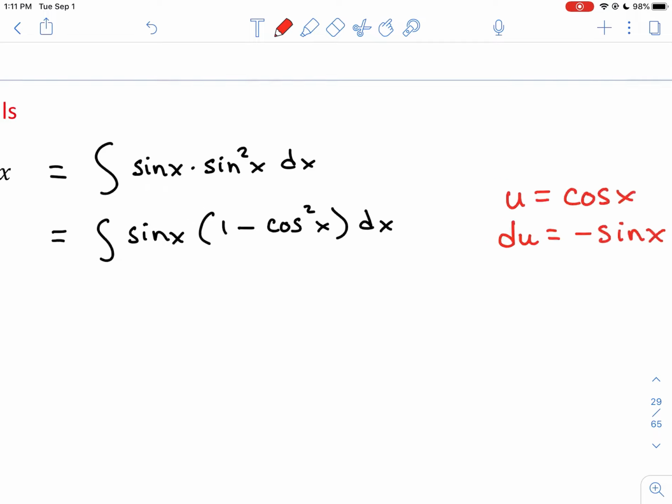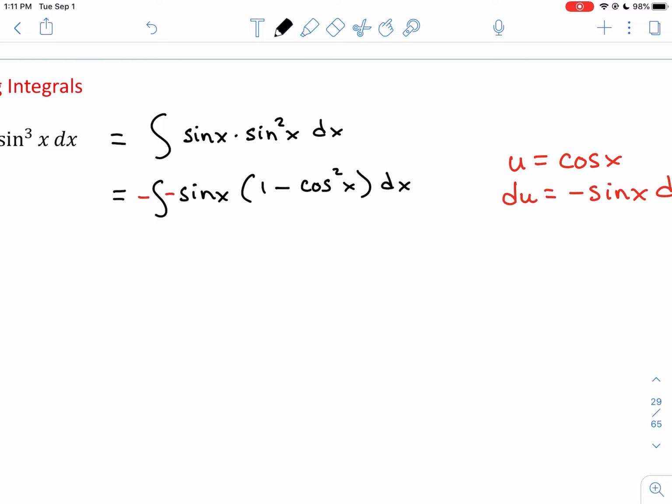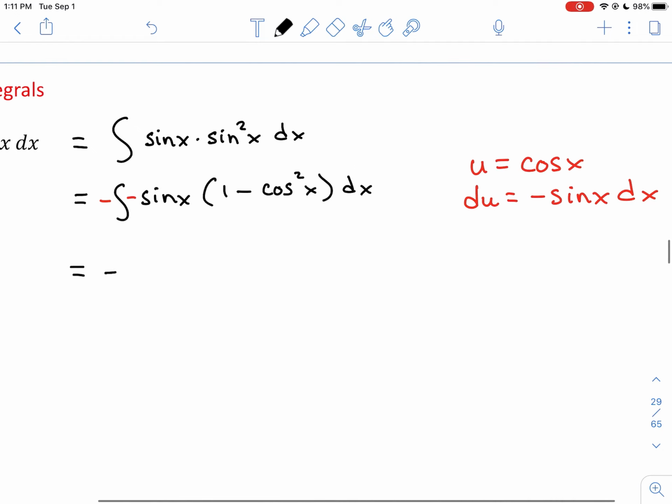Notice that we don't have a negative sine of x dx, but I can make it negative as long as I counter it with a negative. And now I can say that this negative sine of x times dx together form the du. The negative outside the integral stays, and then this part here just winds up becoming 1 minus u squared. So our integral becomes this expression.